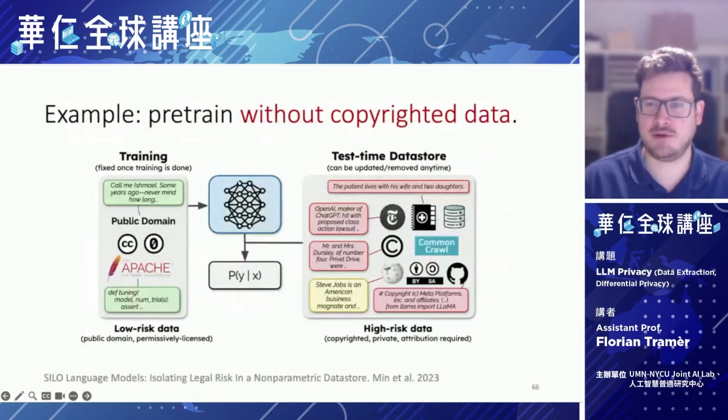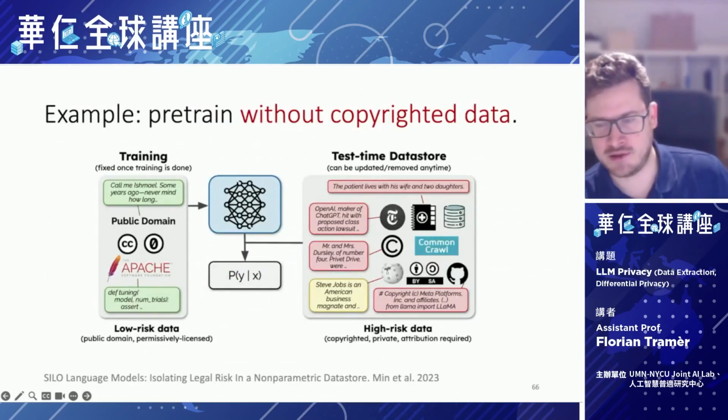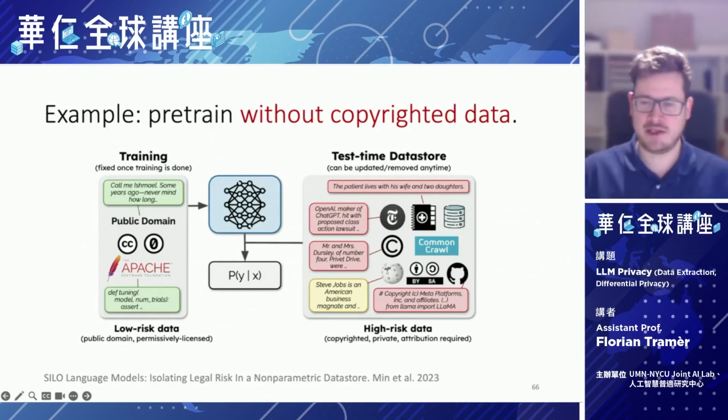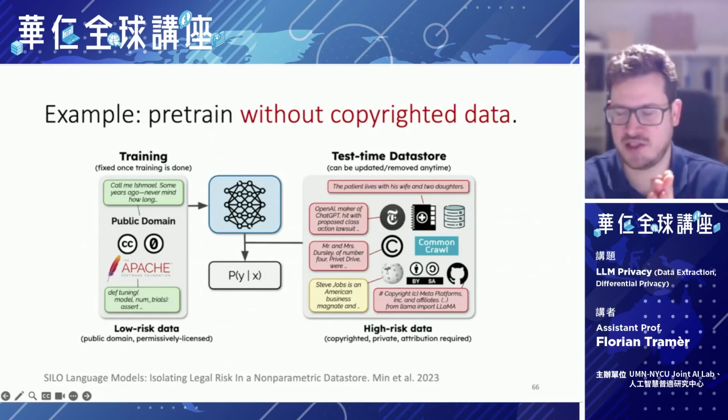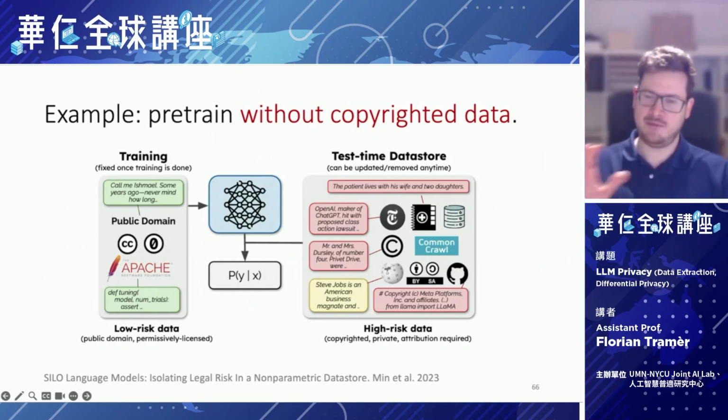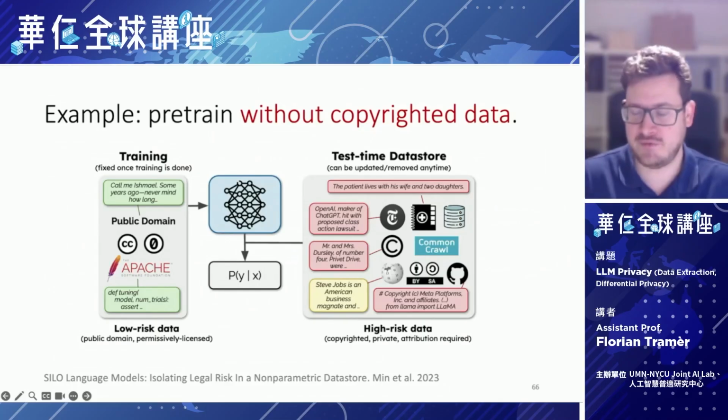As an example of this paradigm, there's a very nice work two years ago by some folks at Berkeley, where they pre-trained a language model only on data from the public domain. So only data that is permissively licensed, where no copyright violations would happen. And then they combined this with a test-time data store, by having data fed into your model in context at test time, and this data can contain licensed or copyrighted information. They showed that by splitting up the data in this way, you could still get very, very good performance.